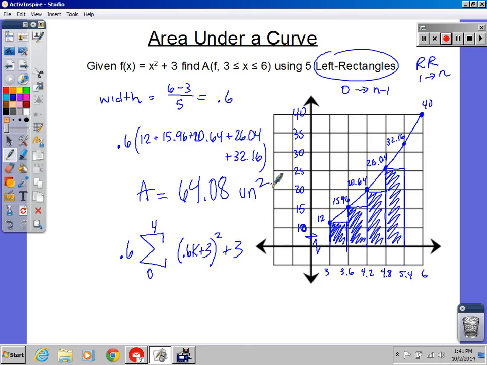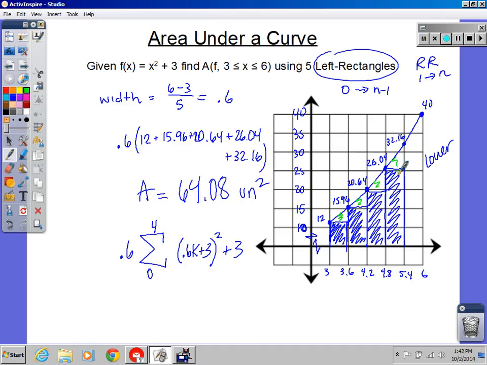Is this an upper or lower bound? It is lower, simply because we have some missing space here between our rectangles and our curve. It has nothing to do with the fact that it's a left rectangle, just because our rectangles are below the line.